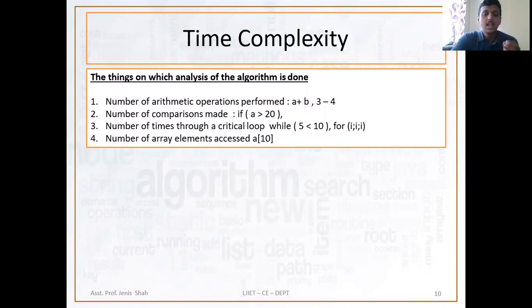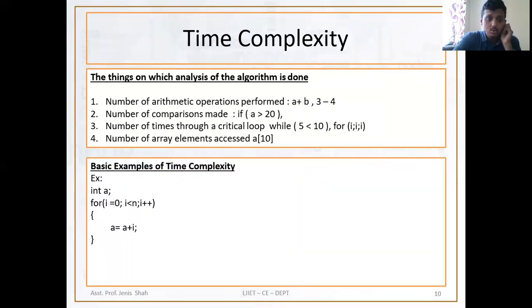Then looping, like for i equal to 0, i less than 5, i plus plus, printf India. How many times will India be printed? 5 times, because the loop executed 5 times. Students, have you understood? The loop executed how many times? 5 times. That means the complexity of that loop is 5. Is that clear? So the looping statement is also considered in time complexity, and the number of array elements accessed is also considered in time complexity.